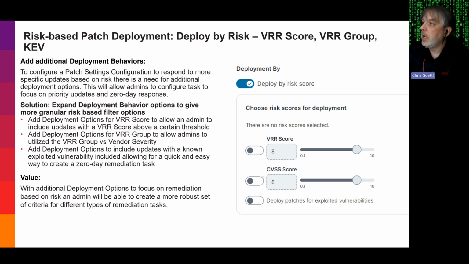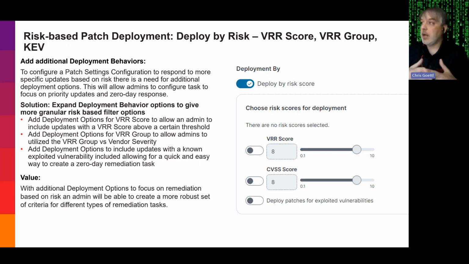So if you wanted to do the VRR score, you'd be able to toggle that on and use your slider to say anything of a VRR score of this or above is what you'd want to approve for that particular configuration. If you're still focused more on CVSS, we do have the support for that in here as well. And then the ability to deploy patches for known exploited vulnerabilities.